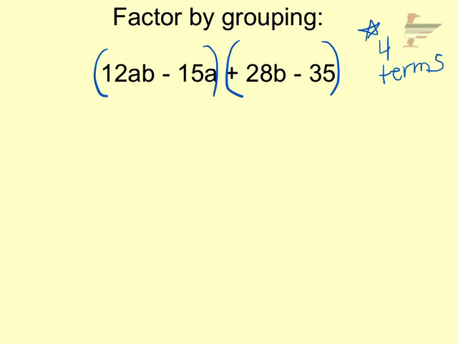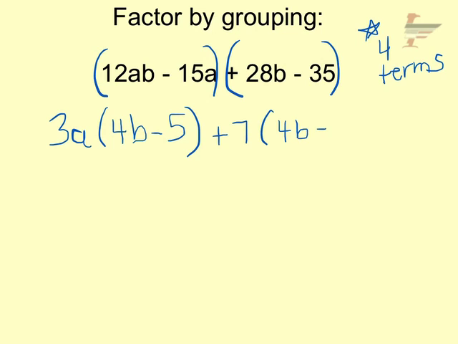So in the first set of parentheses, I can take out a 3 and an a. So I'm going to take out or divide out a 3 and an a, and that's going to leave me with 4b minus 5. The second set of parentheses, I can take out just a 7, and I'll make that a positive 7, so that's why I put a plus before it. And that would leave you with 4b minus 5.